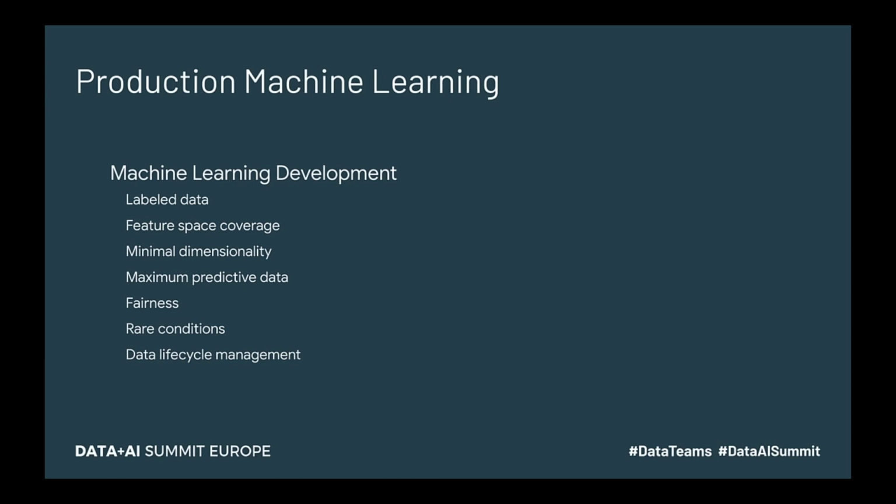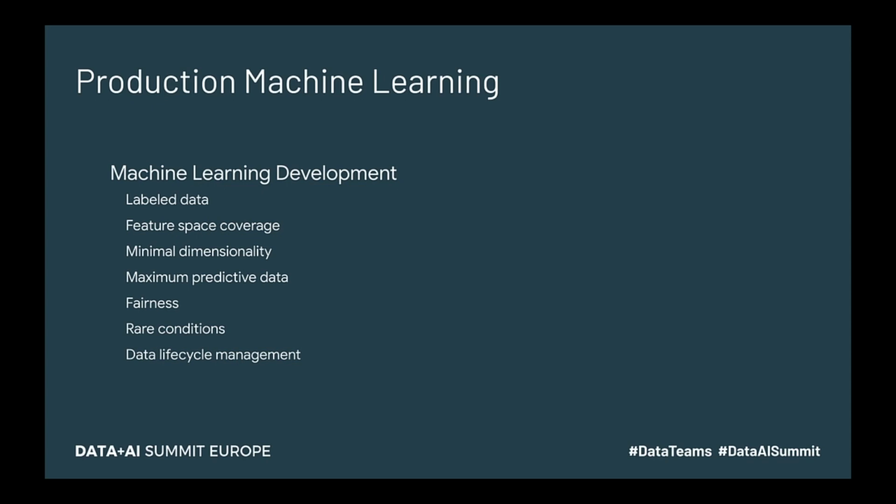So when we start working in production machine learning, we have all the challenges we have in any machine learning development. We need to find a source for labels for our data, assuming we're doing supervised learning. We need to worry about does our data cover our feature space well, and is it the same coverage as the inference requests that we're going to get? We want to minimize dimensionality and maximize the predictive data to try to make it as efficient as possible. We also need to consider issues like fairness and interpretability, which are becoming increasingly important.